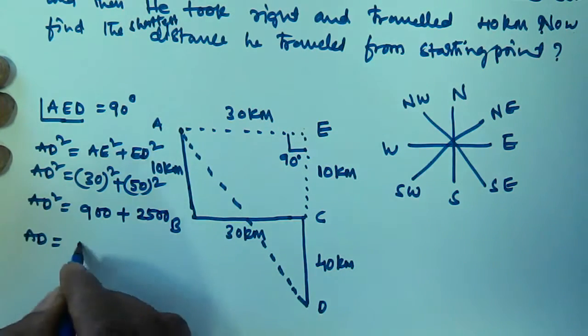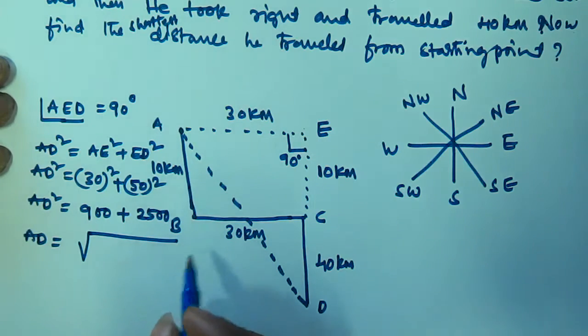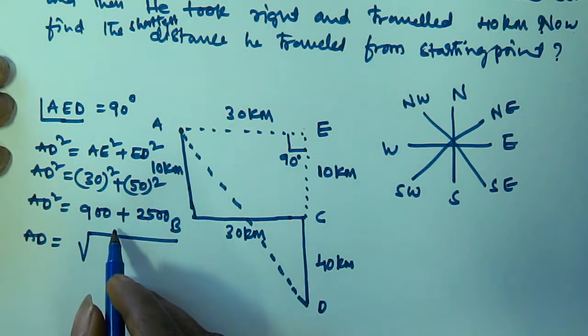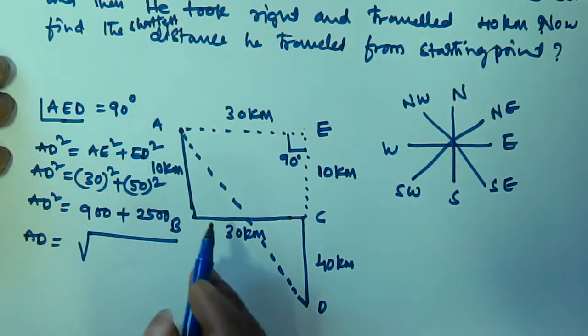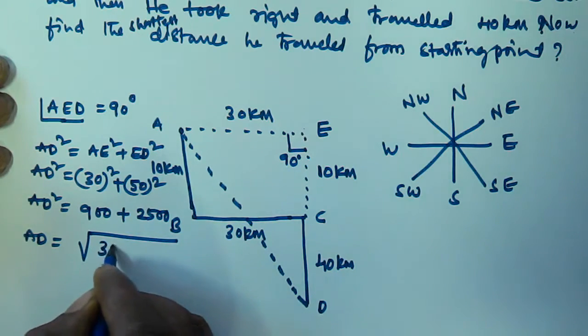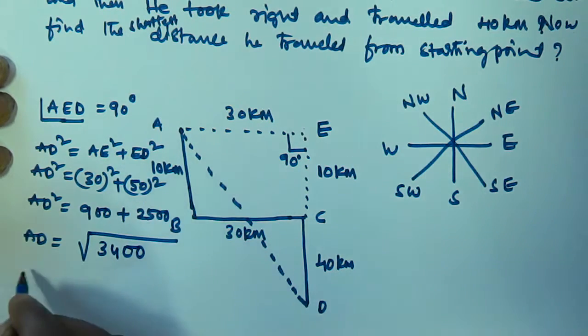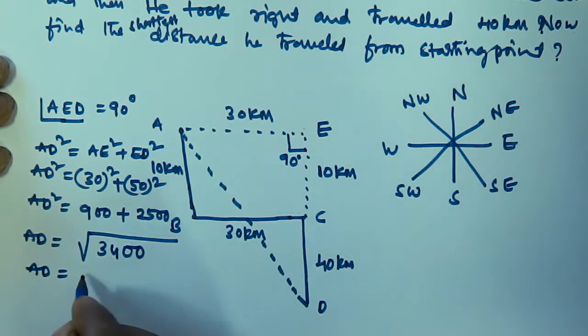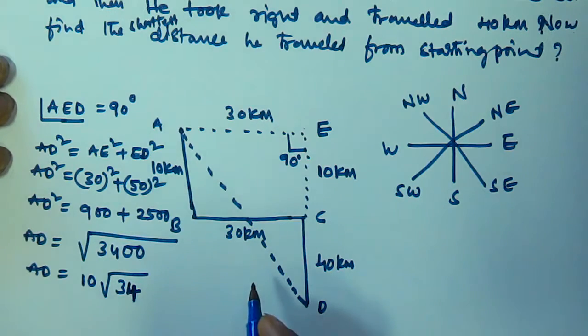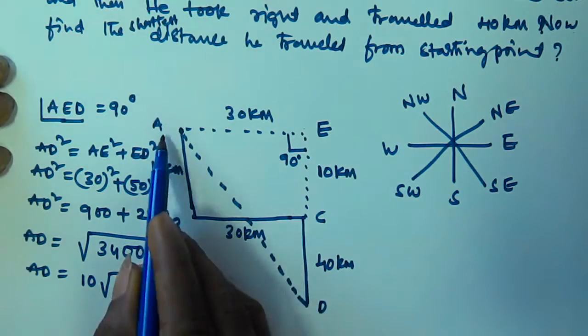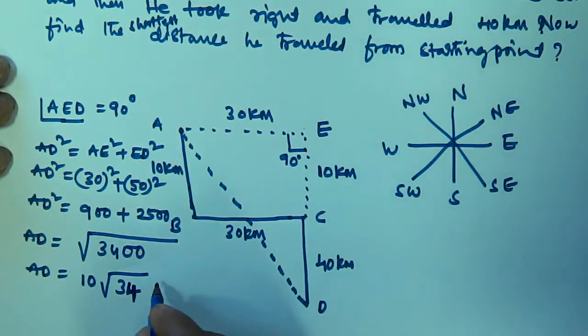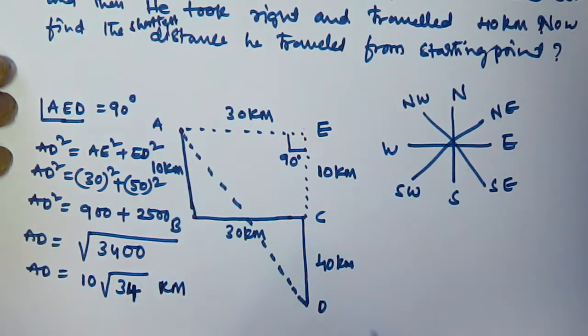So then AD is equal to the square root of 900 plus 2500. That is equal to the square root of 3400, right? If you take 100 outside, it will become 10 under the root of 34. So the distance from starting point to his ending point is 10 into under the root of 34 kilometers.